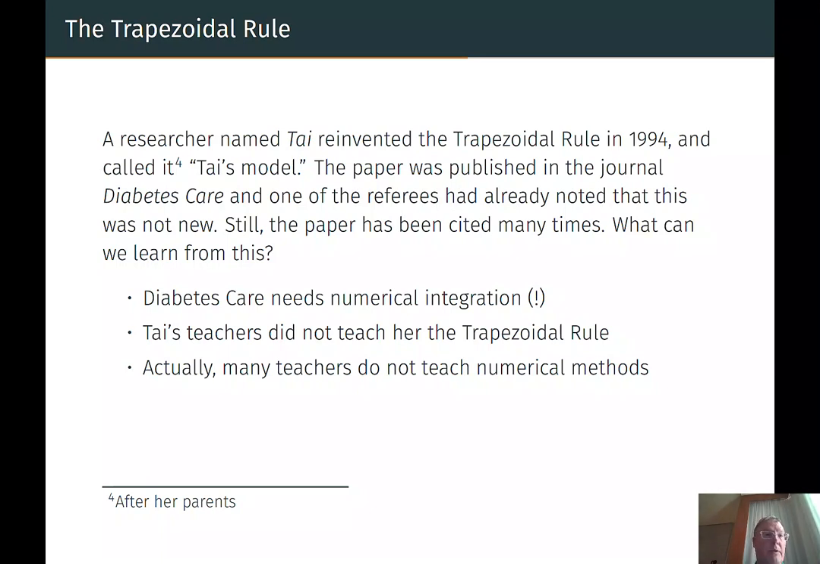And there are lots of lessons you can draw from this, but the one that I think is the most important is that diabetes care needs numerical integration. And that might be surprising to people, but in fact it does. Another fact, which is maybe not that surprising, is that Tai's teachers did not teach her the trapezoidal rule. And unfortunately, many teachers do not teach numerical methods, and I think that that is something that needs to be remedied.